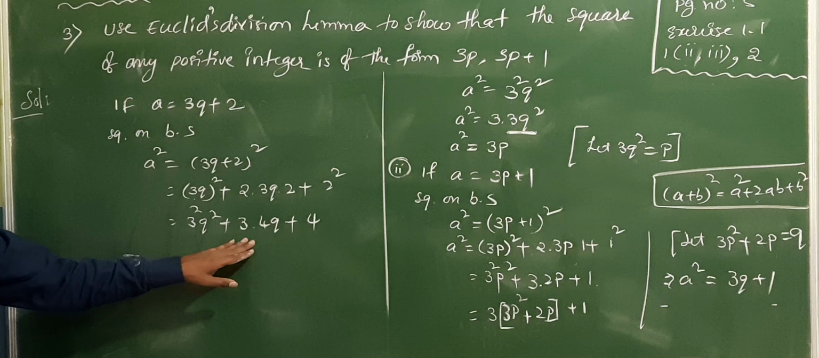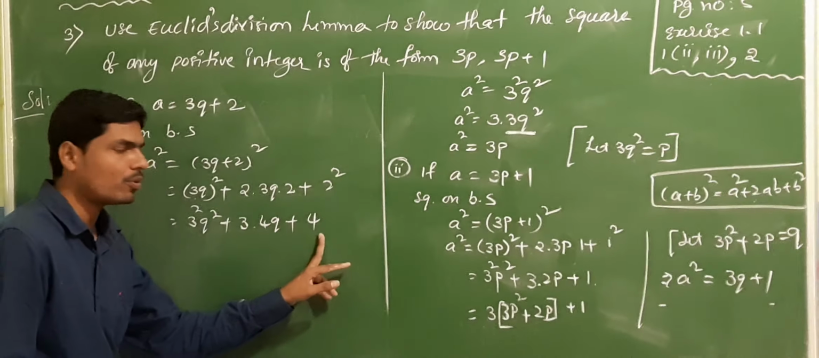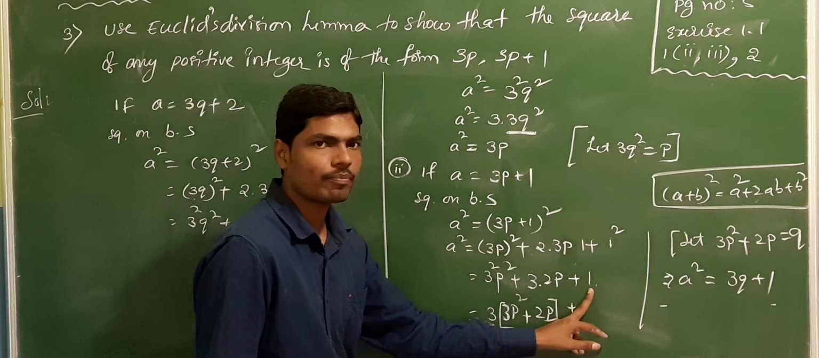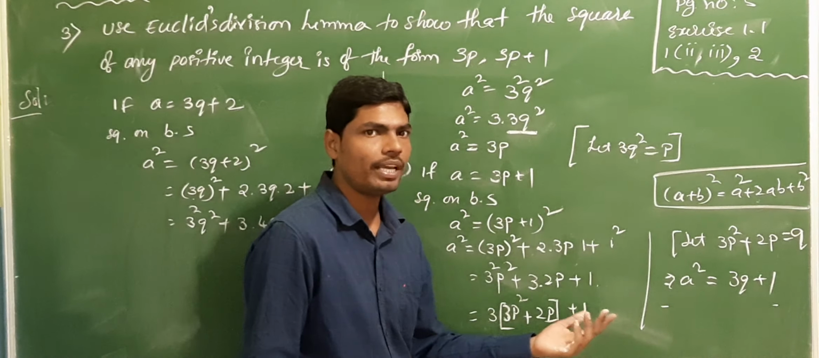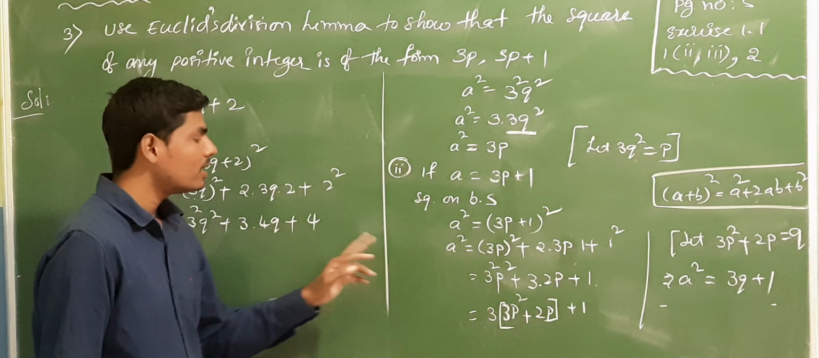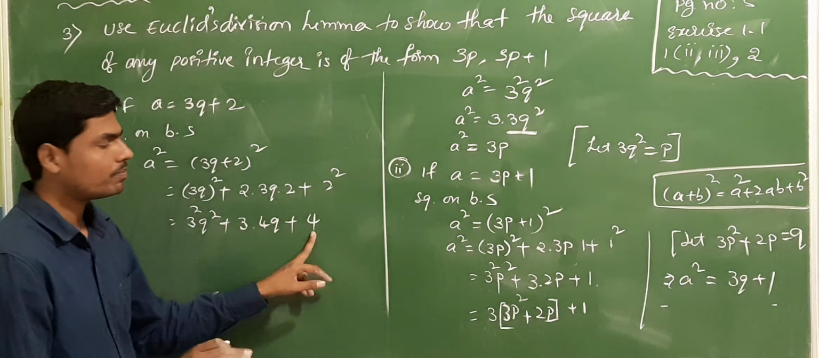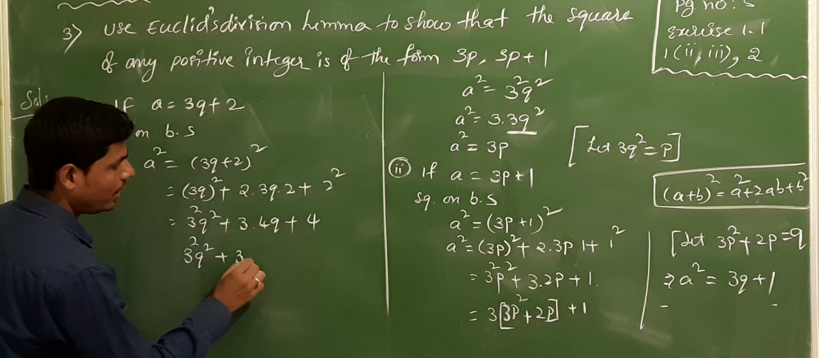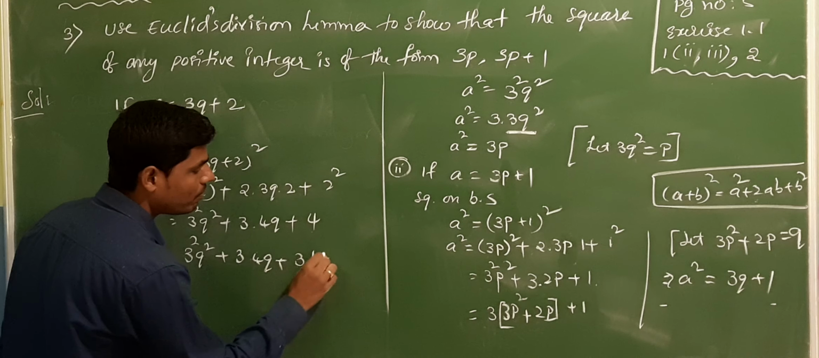Here 3 is there, here 3 is there, but there is no 3 here. If you observe, this number 4 is a constant. In the previous problem we got 1 square, which means 1. When you are dividing by 3, the remainder should be less than 3. But here you are getting 4, that is more than 3. That's why this 4 also changes using the Euclid division lemma step. That is 3 square q square plus 3 into 4q plus this 4. I am writing 3 into 1 plus 1.